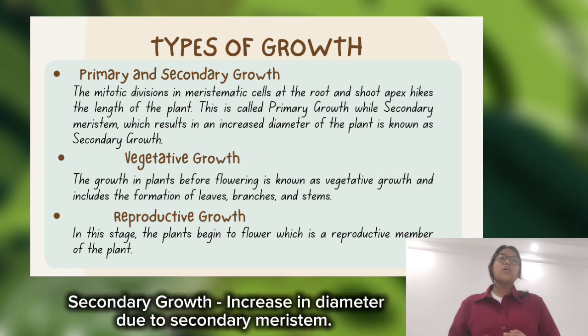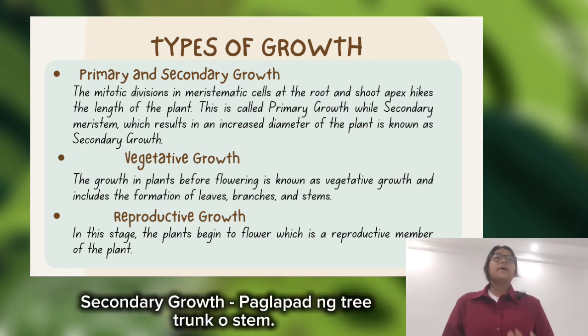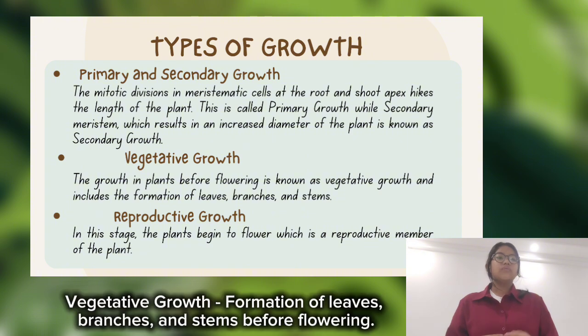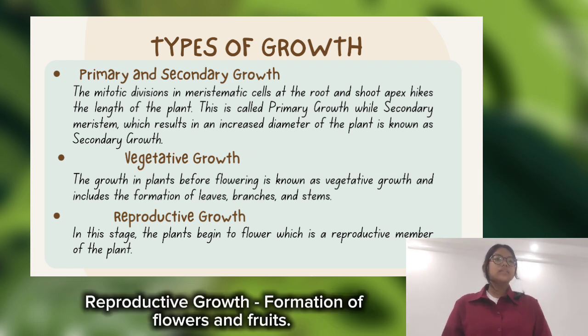Number 2 is secondary growth. Increase in diameter due to secondary meristem. So ito yung paglapad ng tree trunk o yung stem ng plant. Number 3 is vegetative growth. Formation of leaves, branches, and stems before flowering. And the last type of growth is reproductive growth. Formation of flowers and fruits.